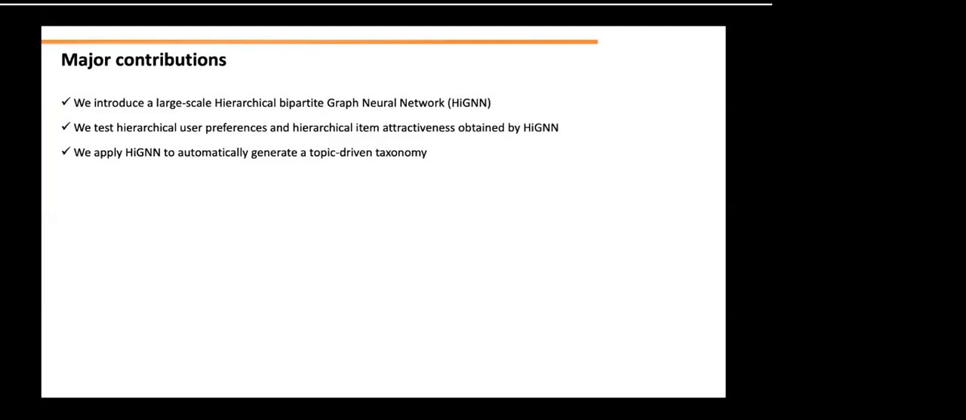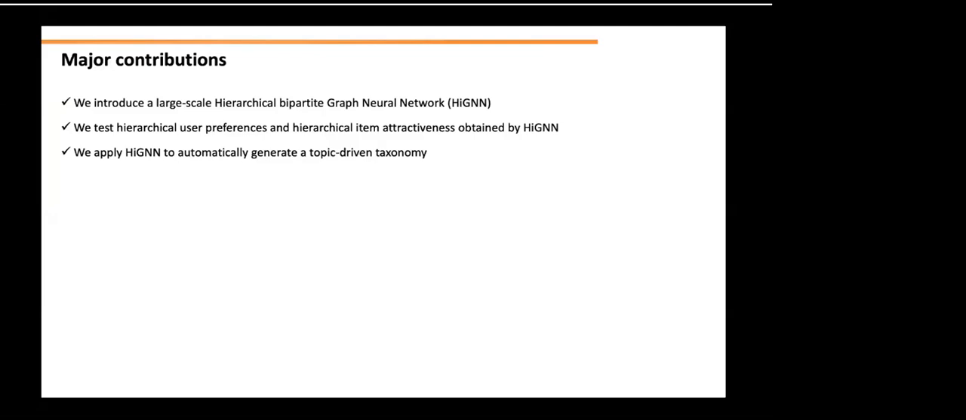We summarize the major contributions of this paper as follows. First, we introduce a large-scale hierarchical bipartite graph neural network, HiGNN, which effectively and efficiently addresses the problems of utilizing high-order connections and nonlinear interactions through hierarchical representation learning on bipartite graphs. Moreover, it is scalable to large-scale sparse graph data-related applications.